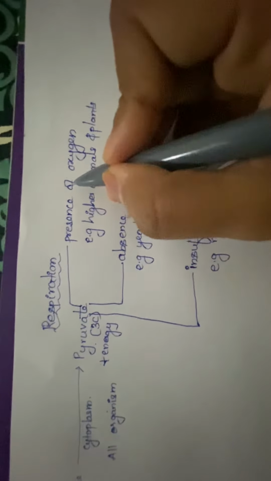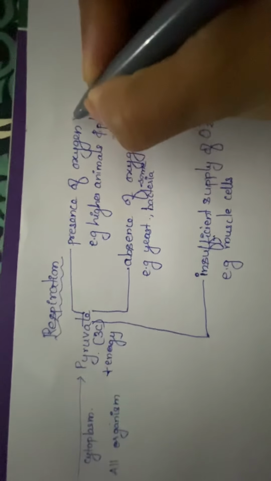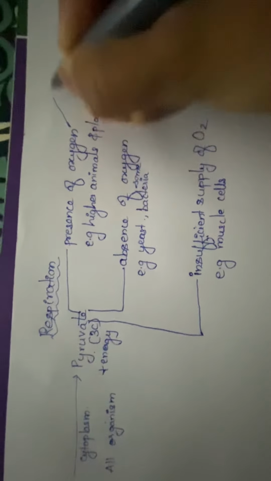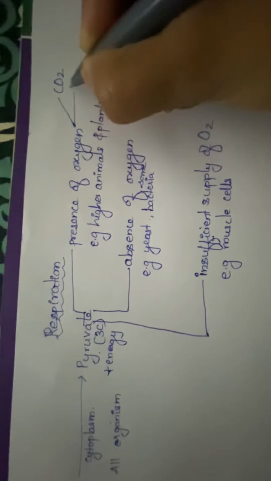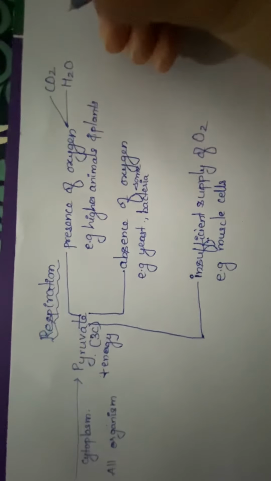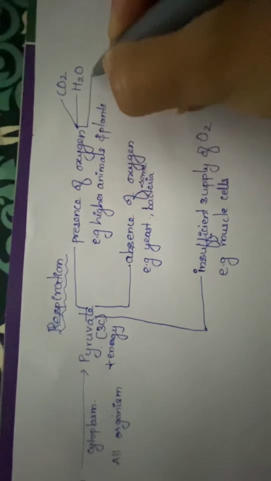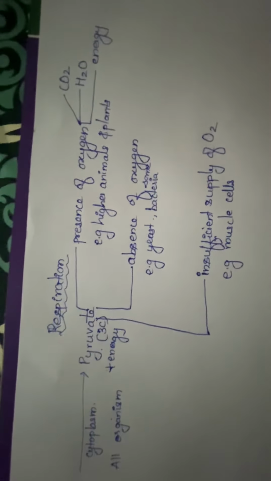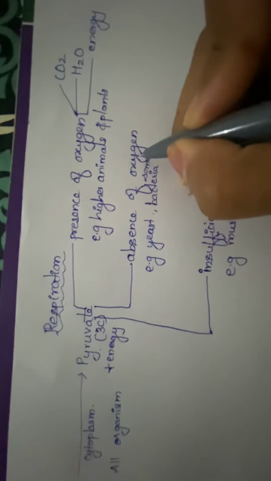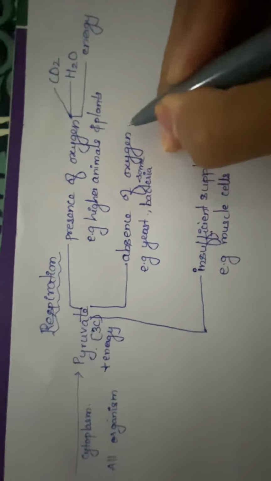Now, what happens in presence of oxygen? When pyruvate is broken down in the presence of oxygen, what products does it form? It forms carbon dioxide, CO2, and H2O, that is water, and energy is liberated. Right?